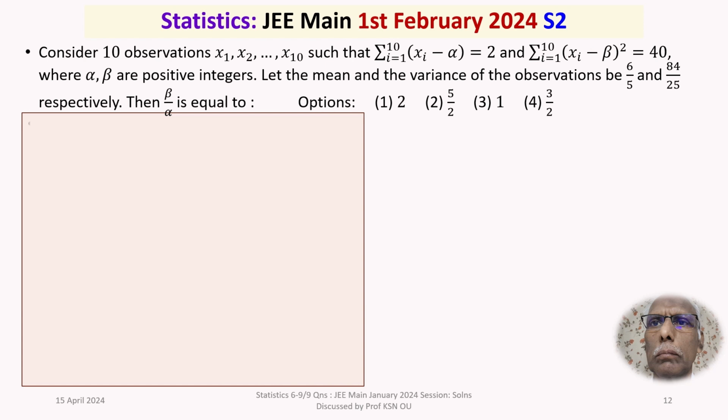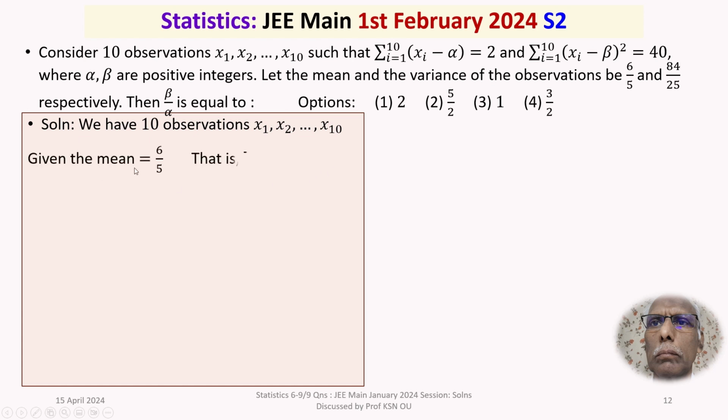Right. So we have 10 observations. They are x1, x2 up to x10. We are given the mean of these observations is 6 by 5. And that is x bar, the sum of the observations divided by the number of observations, equal to 6 by 5. That will give you sigma i equal to 1 to 10 of xi is equal to 10 into 6 by 5, that is 12. The sum of the 10 observations is 12.